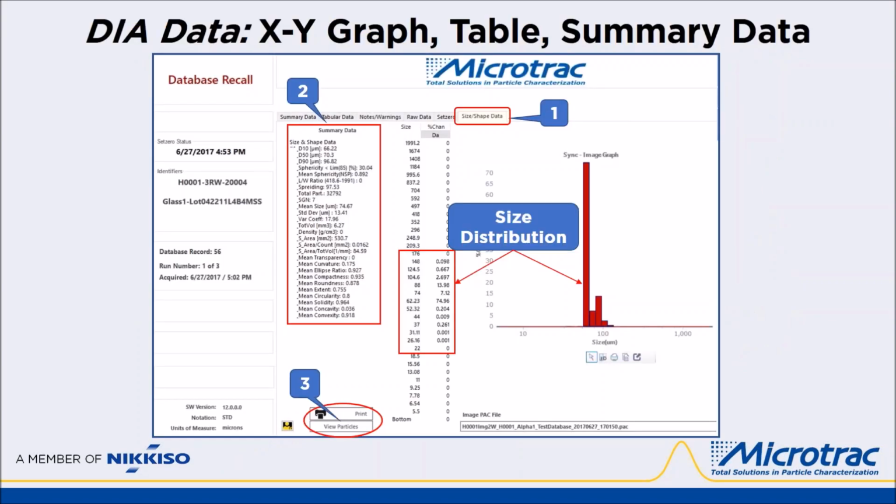This slide shows the size shape data tab, callout 1, which displays some image analysis data, as well as some selections for accessing more screens of image analysis information. The size distribution graph and tabular data are shown to the right. Callout 2 points to the summary data reported in this measurement. A selection box where further image analysis information can be chosen is shown in callout 3, View Particles. Those screens will be covered in the next 2 slides.